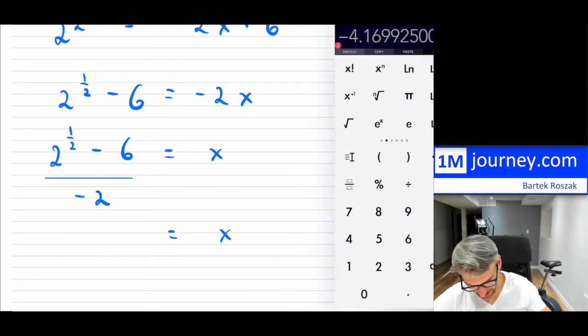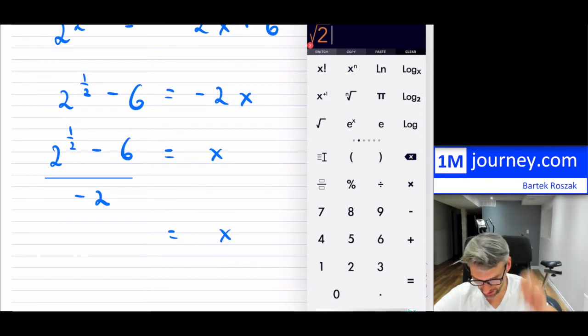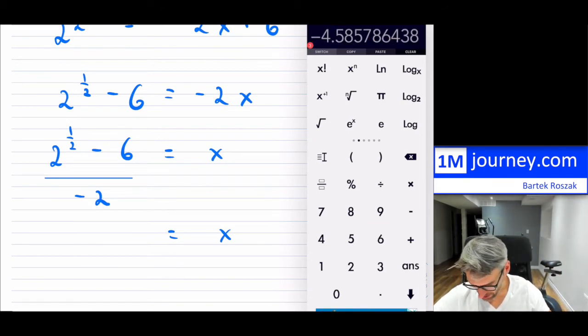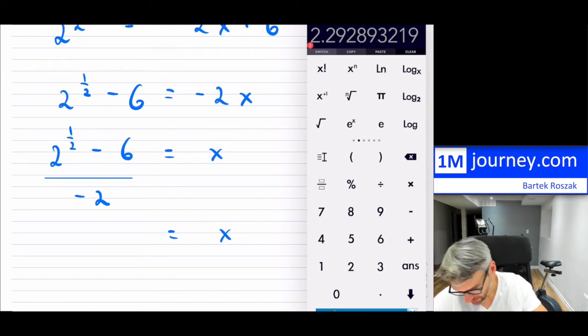And let's see what that is. So again, 2 to the exponent of 1 over 2 really is just the square root of 2. You should understand the fractional exponents. Minus 6. Okay, so that's going to be that. And then that answer divided by, I guess, -2. So this is approximately 2.29 and so on and so on.